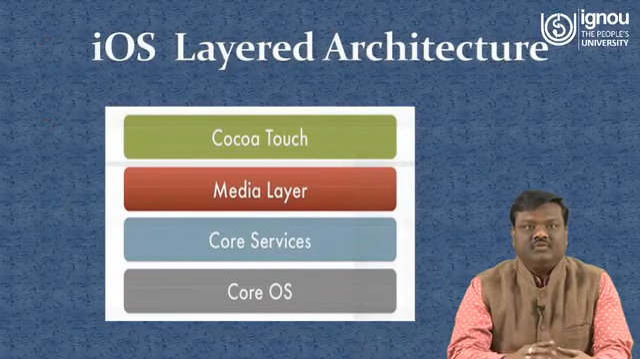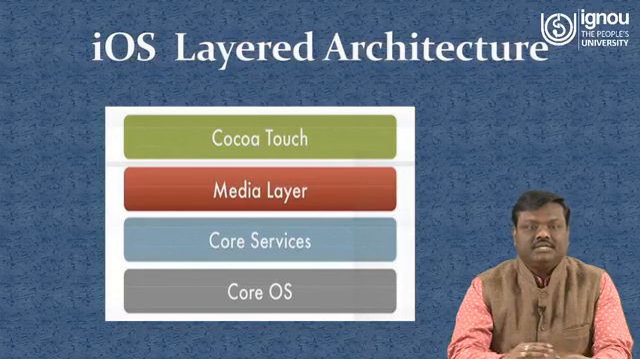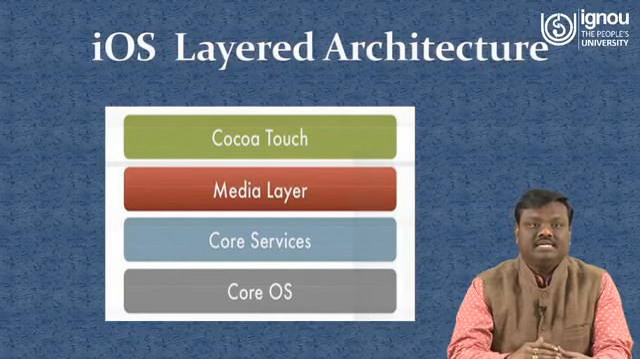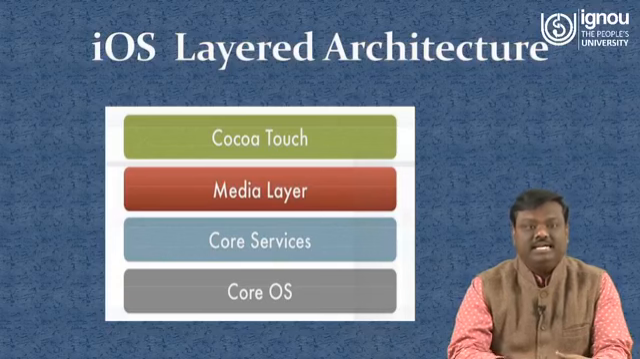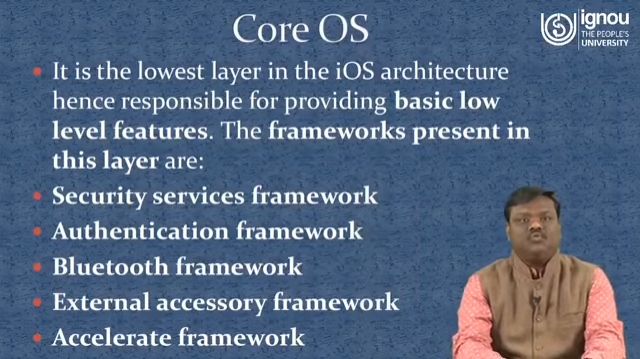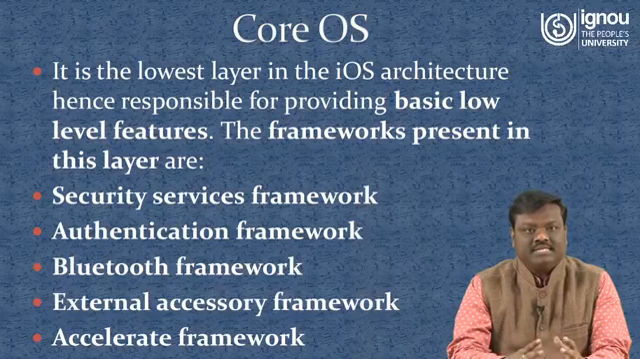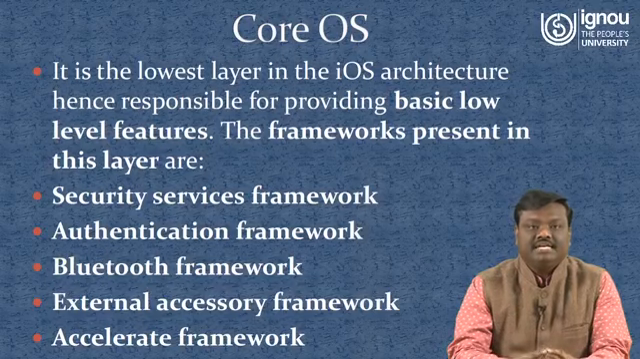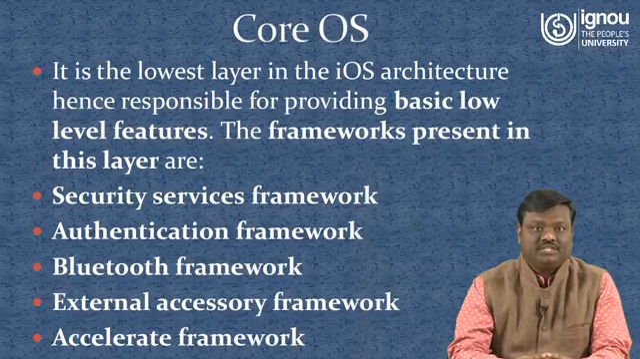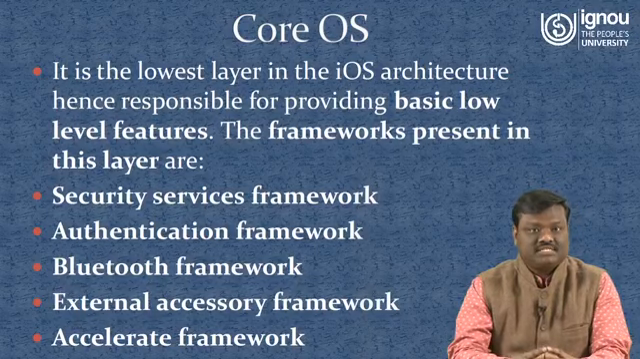So in the iOS layered architecture, the bottom layer, as I told, is the core OS, embedded with the basic essential services, then core services, then the third layer is the media layer, and the fourth one is the Cocoa Touch. Let us see one by one. The core OS is the lowest layer in the iOS architecture and is responsible for providing the basic low level features, that too very essential services.